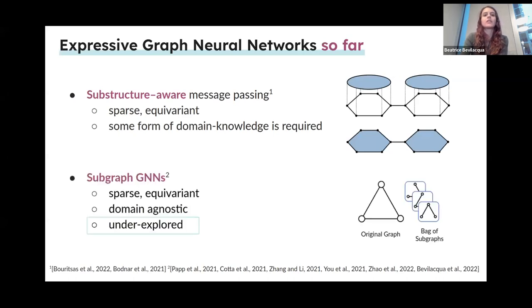Finally, subgraph GNNs are a recent family of methods, which feature sparsity and equivariance while also being domain agnostic. They have been recently proposed by several concurrent works, but this area still remains largely underexplored.